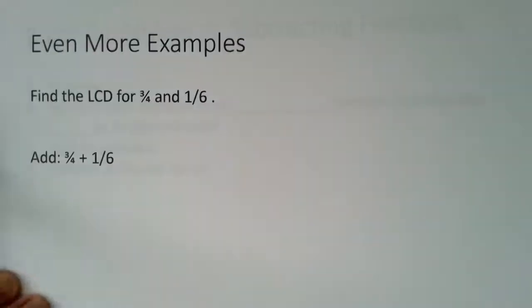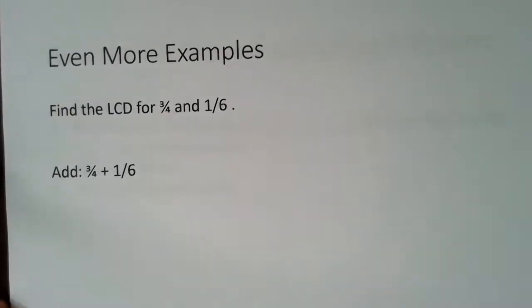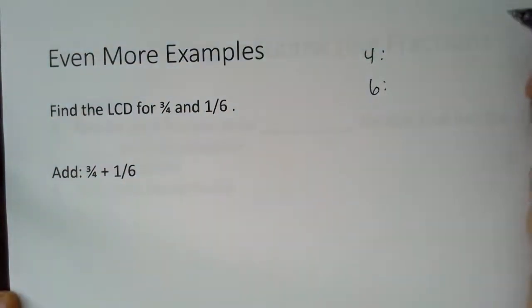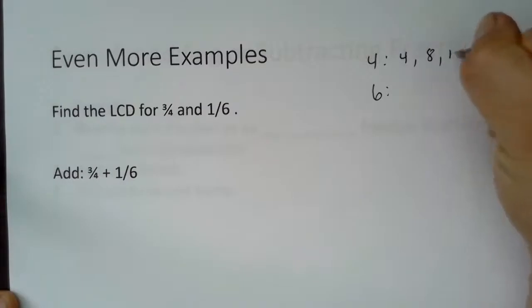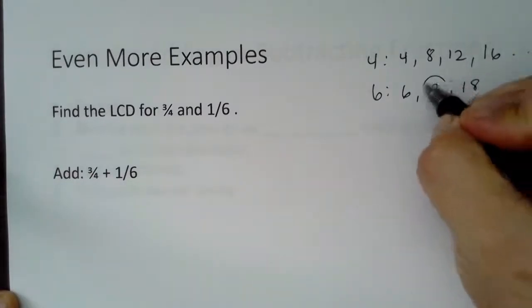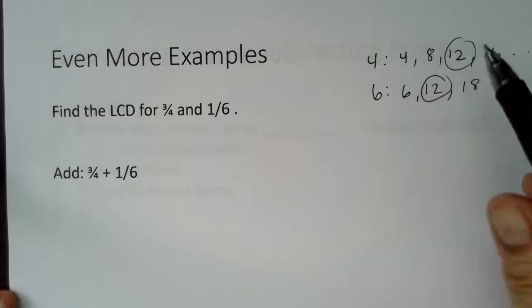Okay? So let's do some more examples. What would be the LCD for 3/4 and 1/6? So 4 and 6, right? We know that 4, what are the multiples of 4? 4, 8, 12, 16, and so on. 6 would be 6, then 12, then 18, but that's all I need. I notice that the common multiple is 12, okay?